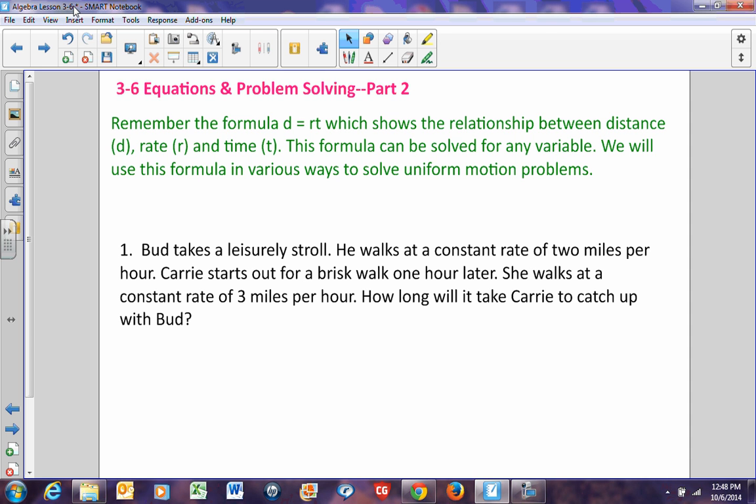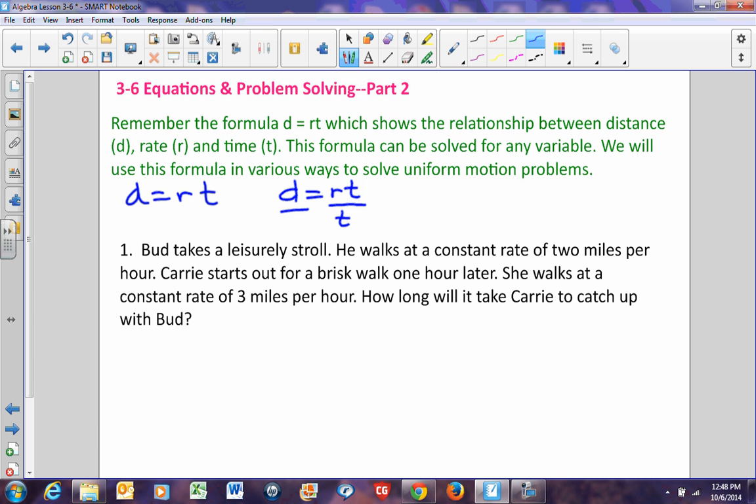equals time. In the formula distance equals rate times time, I could solve this formula for any variable I wanted. For example, distance equals rate times time. If I wanted to solve this for rate, I'll divide by time. So rate equals distance divided by time. Same formula, distance equals rate times time. If I decided I wanted to solve this for time, I'll divide by rate. So distance divided by rate equals time.